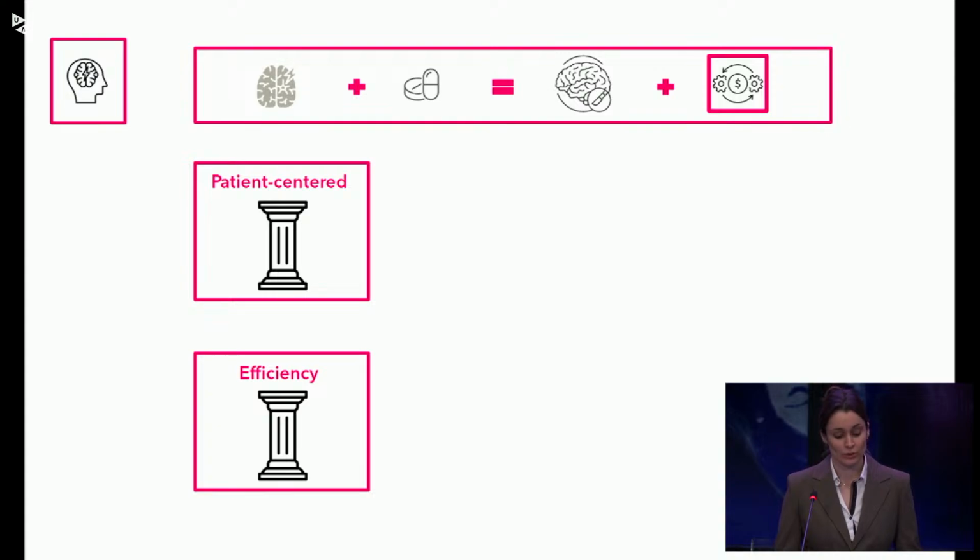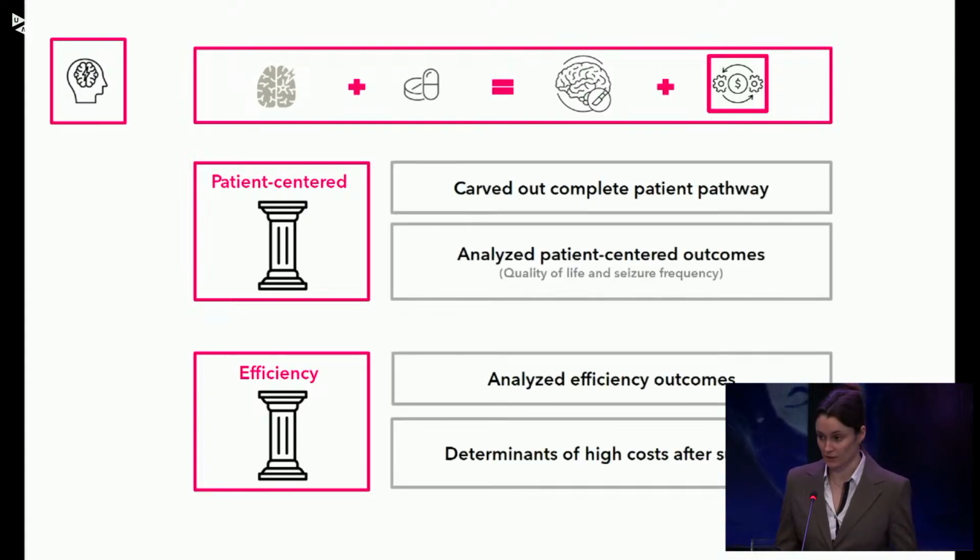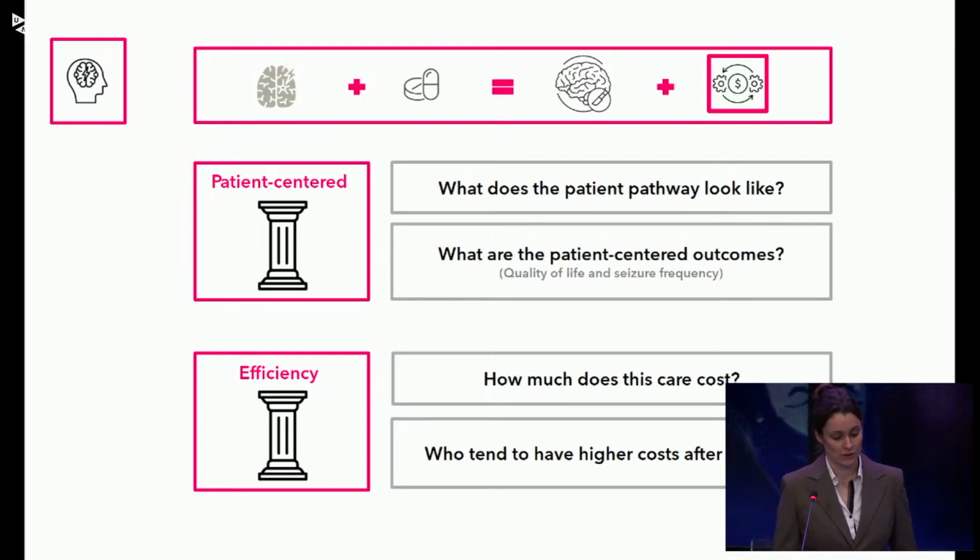So within this thesis, we first carved out the entire patient pathway. We analyzed how patient-centered outcomes changed before and after the surgery. Then we analyzed the efficiency outcomes, but we also tried to analyze what the determinants are for higher cost after surgery. The questions we wanted to answer are: what does the patient pathway actually look like? How do the patient-centered outcomes change? Here we looked at quality of life and seizure frequency. How much does this care pathway actually cost in practice? And who tends to have higher costs after surgery?